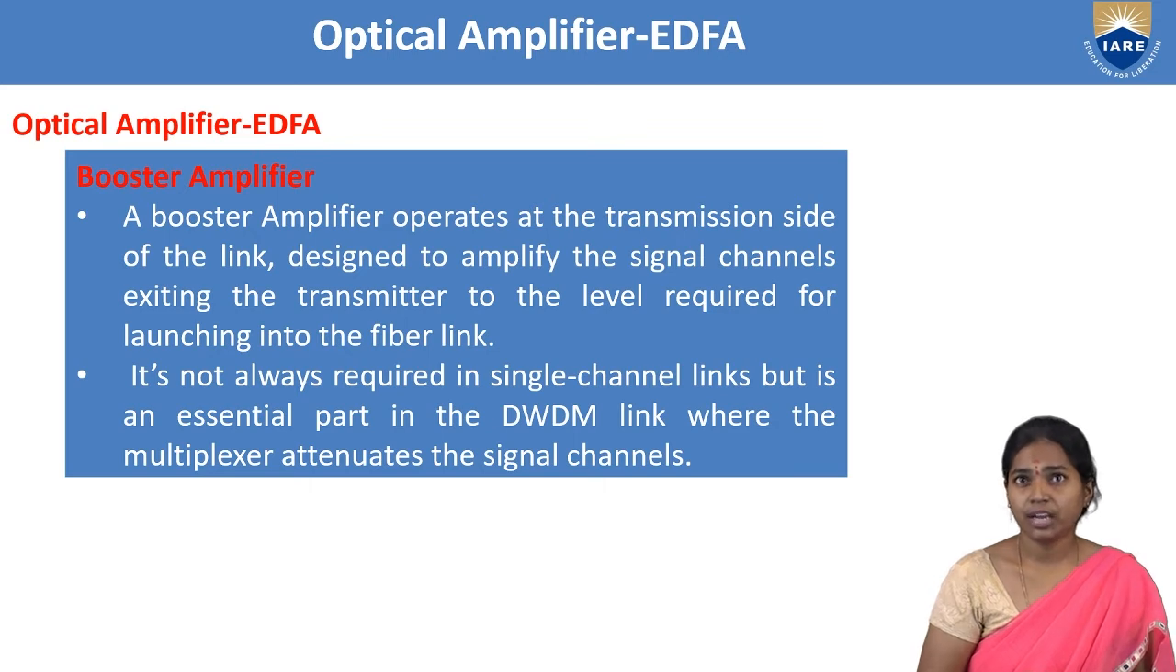So in this booster amplifier, a booster amplifier operates at the transmission side of the link, designed to amplify the signal channels exiting the transmitter to the level required for launching into the fiber link. It is not always required for single channel links, but it is an essential part of dense wavelength division multiplexing. In this, we are using nearly 40 channels, where the multiplexer attenuates the single channel.